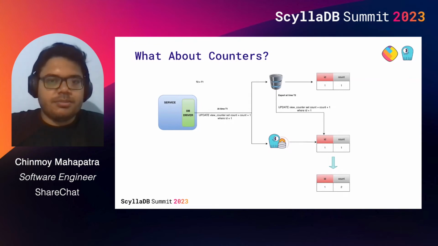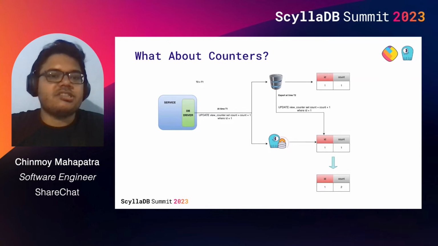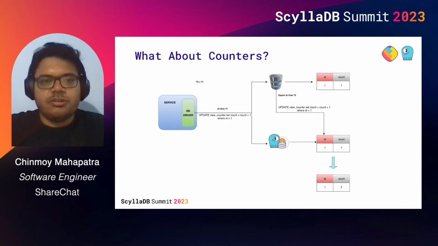So let's take a simple scenario. Since atomic increments are non-idempotent calls, we cannot use the same approach as before. Let's say we take a simple scenario. At time t1, we do a dual write into both the source DB and ScyllaDB. We increment the count by 1 for ID1, so both in the source DB and ScyllaDB, the count becomes 1.